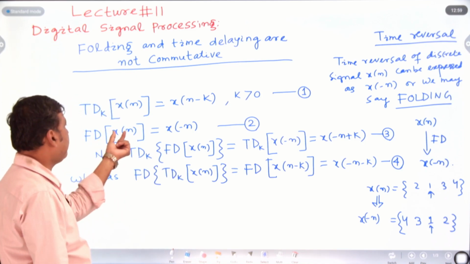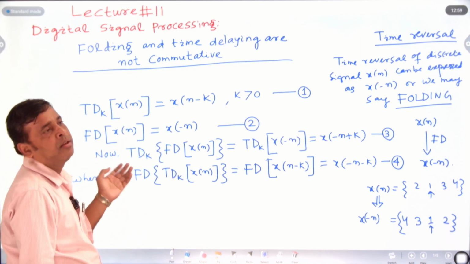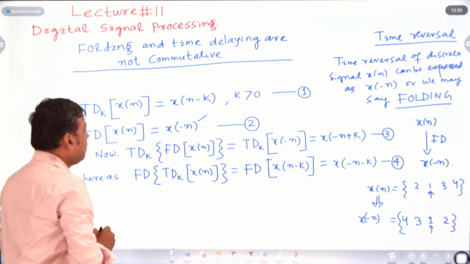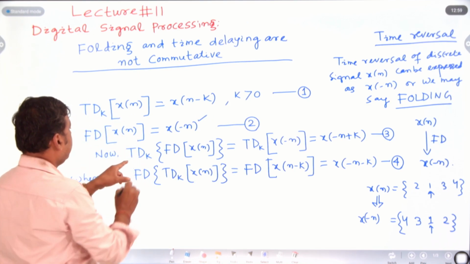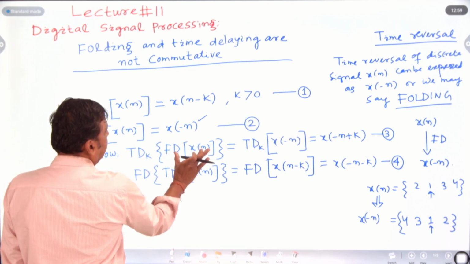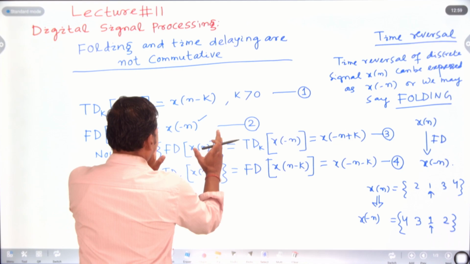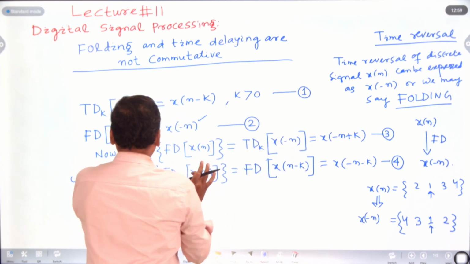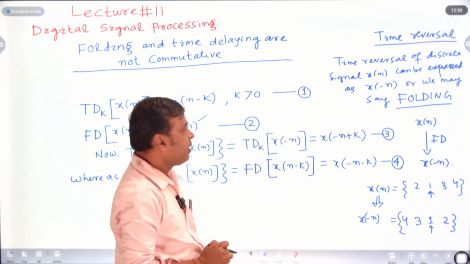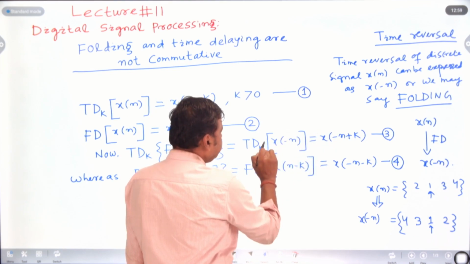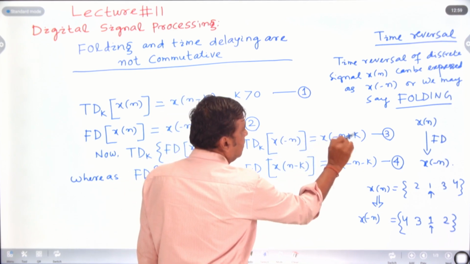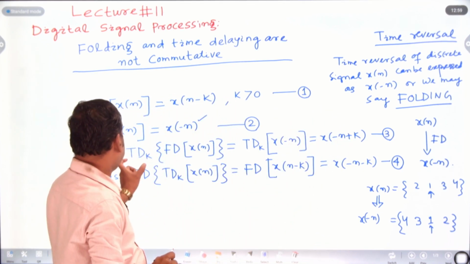Our thing is folding of x of n. Already I told you folding means in place of n you will put minus n. So folding of x of n is nothing but x of minus n. The question is what? Delaying and folding. Time delay of folding. First of all, folding of x of n is nothing but x of minus n. The time delay of this one, where k is positive, so x of minus n delayed is nothing but x of minus n plus k. It is nothing but time delaying and folding.